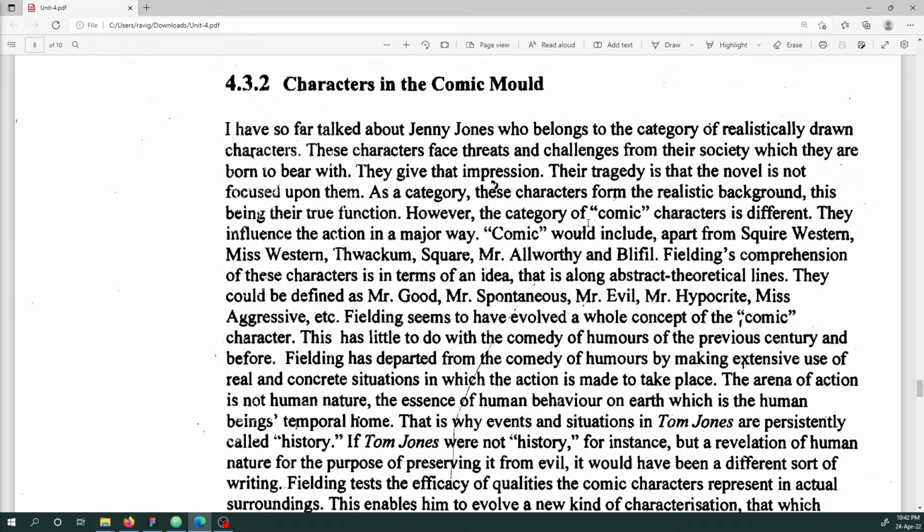However, the category of comic characters is different. They influence the action in a major way. The comic characters would include, apart from Squire Western, Miss Western, Thwackum, Square, Mr. Allworthy, and Blifil. Fielding's comprehension of these characters is in terms of an idea along abstract theoretical lines.